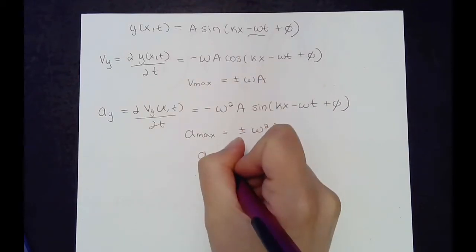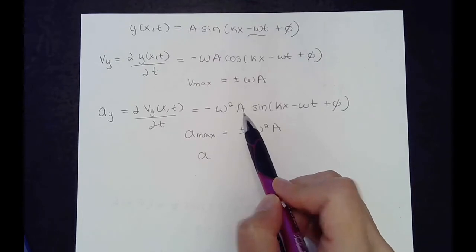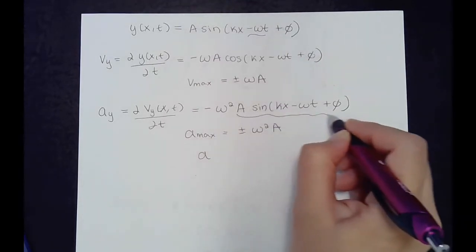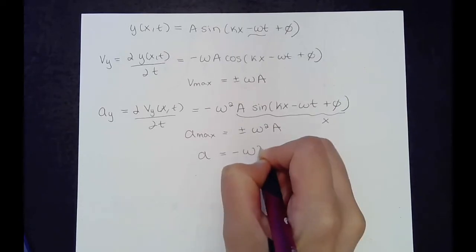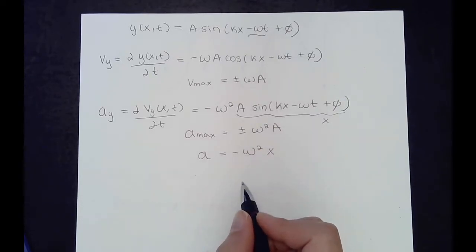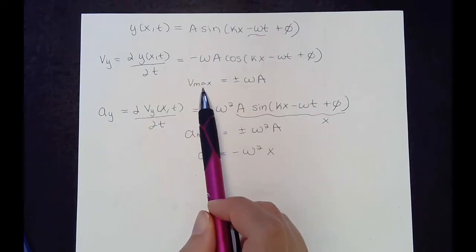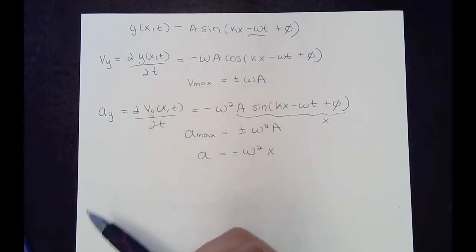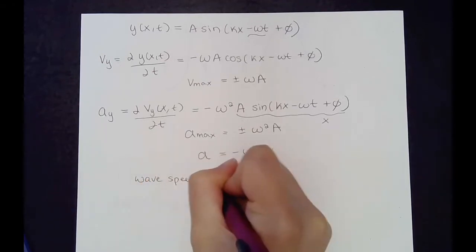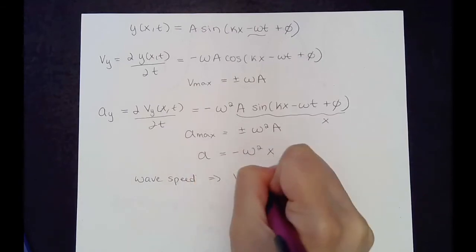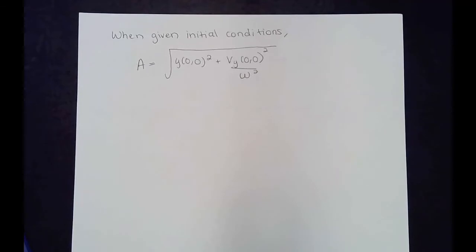Also in general, as with simple harmonic motion, if we compare the functions here, this is x. So we end up with the acceleration is negative omega squared x at any point. And just remember that this speed is the speed of the particles in the medium. It's different than the wave speed. Wave speed is still given by v equals lambda f for the constant wave speed.